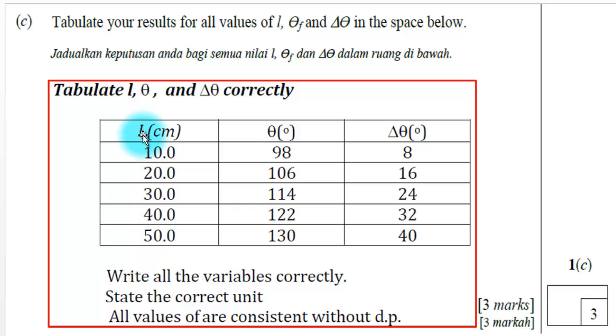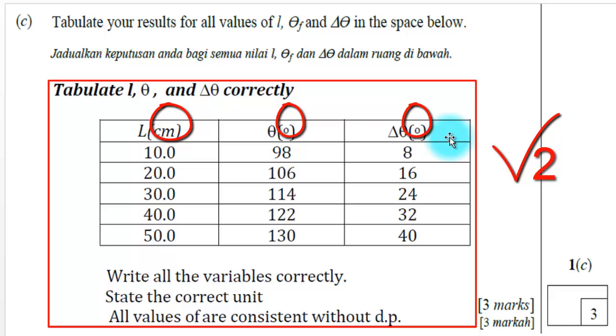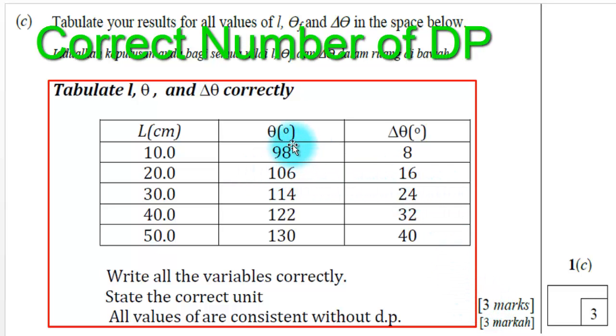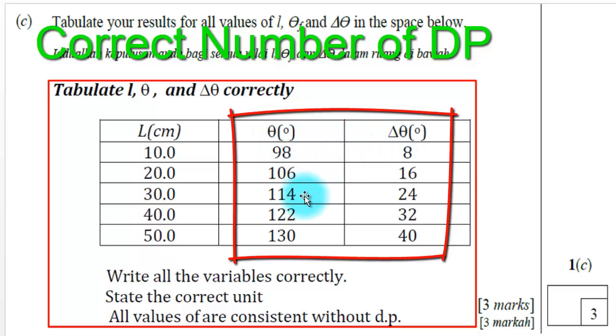So the moment you write L, theta, delta theta, that will be the first mark. Next one, unit. So centimeter for L, degree for theta, degree for delta theta, that will be another mark. So the second mark. And the third mark, since this is a 3 marks question, they will look at the decimal place for your raw data. So that means your theta and delta theta have no decimal place. So here will be the third tick. So 3 marks.